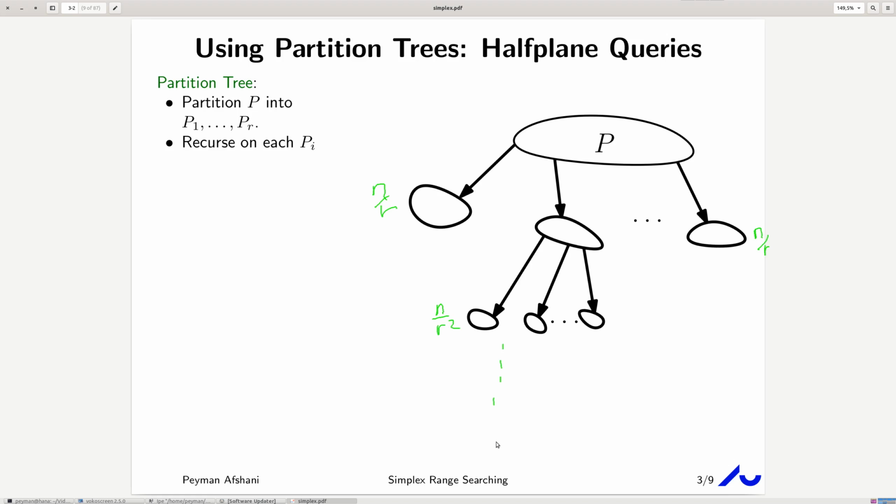Okay? So this will give you a tree. In particular, every point will be stored in exactly one leaf. Okay, and let's say you stop once you get to a constant number of points, and then your recursion is stopped and you're at the leaf.